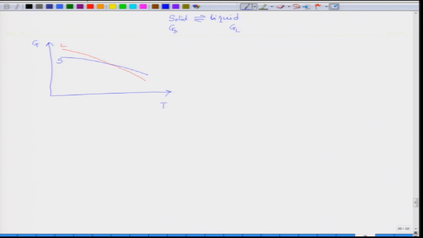From the slopes, right? Because we know the slope of G versus T is minus S, and entropy is a measure of disorder, right? And we know the solid is more ordered than liquid, right? So the entropy of solid is lesser than liquid. So the slope of G versus T curve is more negative for liquid than for solid. So they will intersect at some point, and this is the equilibrium melting point Tm. So at any temperature below Tm, we know the Gibbs free energy of solid is less than that of liquid, and so solid is stable.